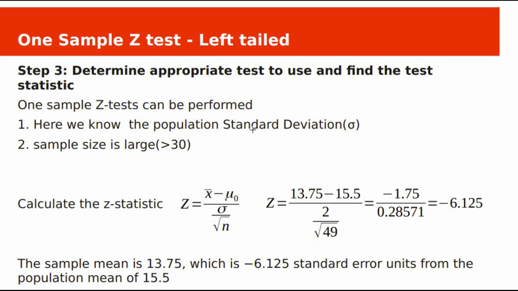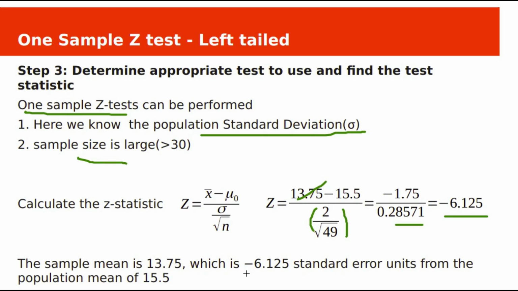We can use a one sample Z test because we know the population standard deviation, which is 2 grams, and here the sample size is 49, which is greater than 30. So we can go for this one sample Z test and calculate the Z statistic. Sample mean here is 13.75 and population mean is 15.5 grams. The difference is minus 1.75 and the standard error is 0.28571, and the final Z statistic is minus 6.125. The sample mean 13.75 is minus 6.125 standard deviations from the population mean 15.5 grams.